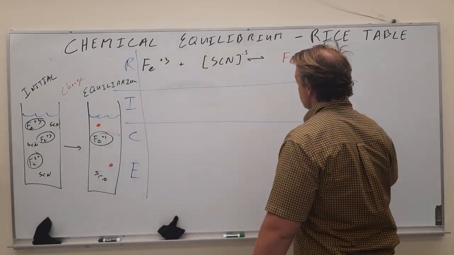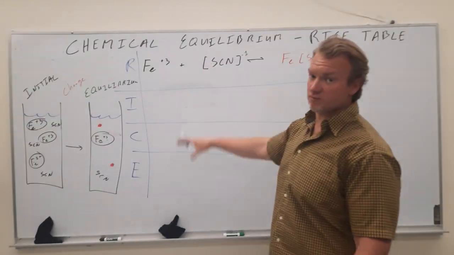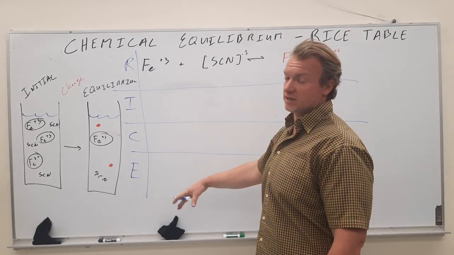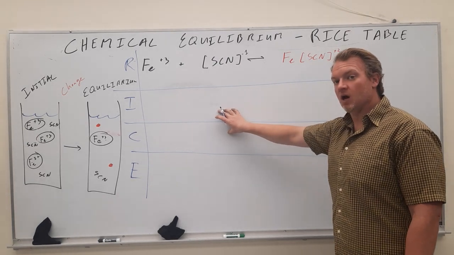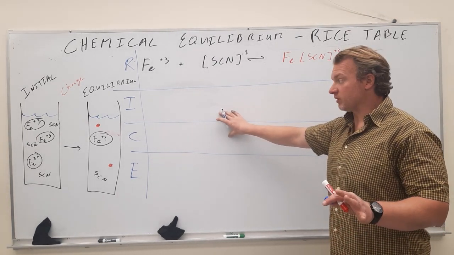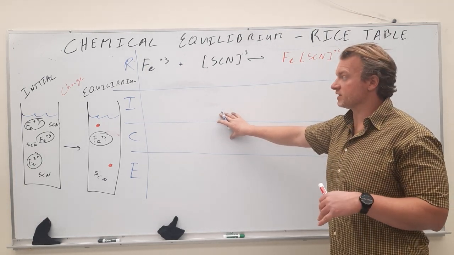Sometimes this is referred to as an ICE table, but the real powerful part of this is that you can keep things organized. So please have your Rice table set up. The only things that go in here are going to be units in molarity, moles per liter. I recommend you don't write capital M, write moles per liter, making sure everything's set up here.